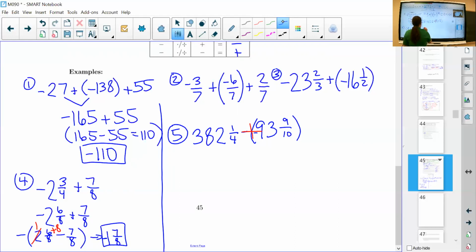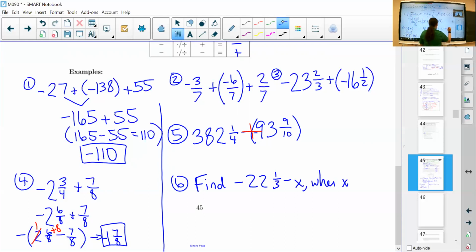Number 6. Let's see, let's find negative 22 1/3 minus x, when x equals negative 41. So this is just a fancy way of saying find negative 22 1/3 minus negative 41. Just substitute in negative 41 for x. Keep your parentheses around it. And then you can solve it similar to how you solved number 5. I'm going to move on to the next page.